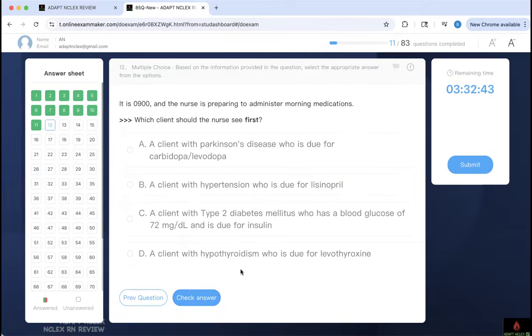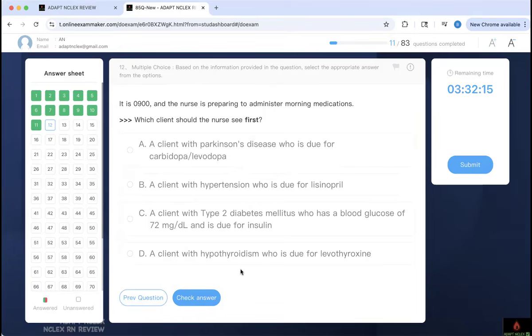It is 9 o'clock, and the nurse is preparing to give medication. Which client should the nurse see first? Prioritization. Whose medication is more important? If you don't give it to them, they're going to get sick. So the patient who has Parkinson's is due for what? Carbidopa-levodopa. Can the patient wait? A client with hypertension who is due for lisinopril. Can they wait? A client with type 2 diabetes who has a blood glucose of 72. Can they wait for their insulin?